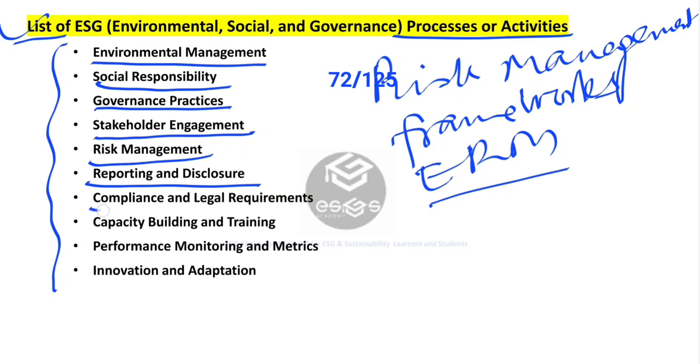The next process is compliance and legal requirements. So we ensure the compliance with environmental regulations, social regulations and governance related regulations, and also regulatory filings related to the sustainability and ESG performance can be certain examples.